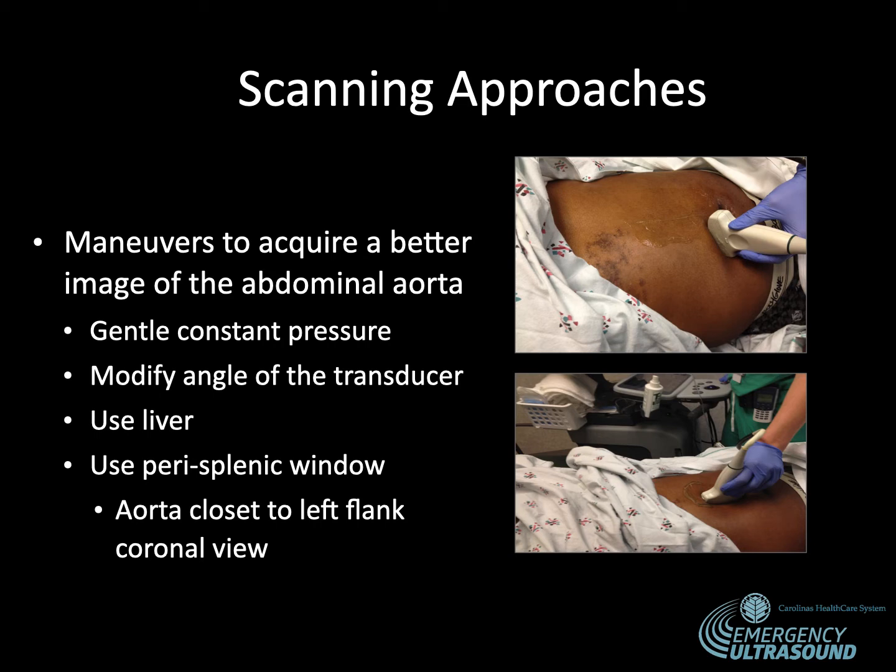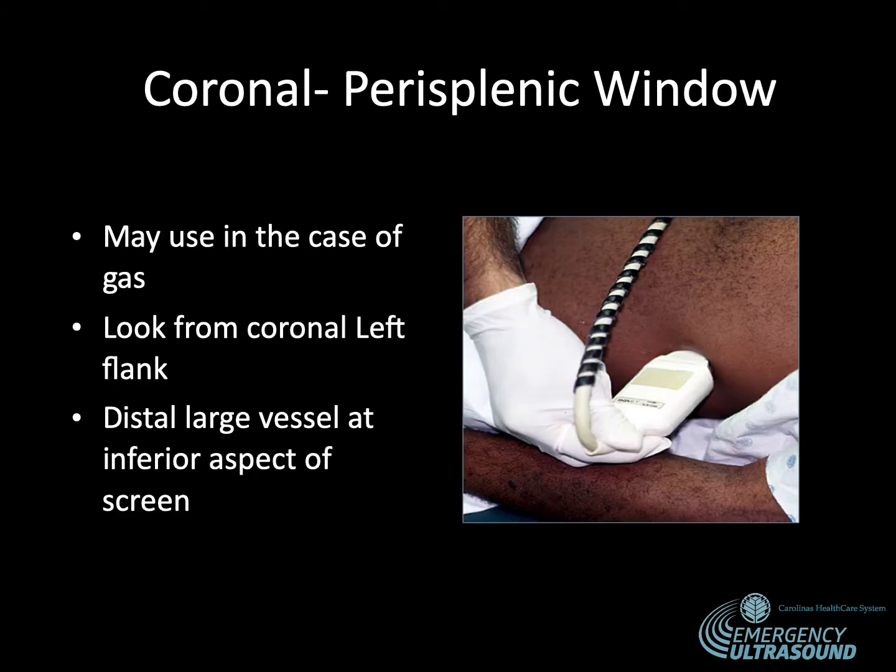Remember that the aorta is closest to the left flank in the coronal view. So if we're getting fancy, you can use the coronal or parasplenic window in the case of pretty bad gas. Look from the coronal left flank, the distal large vessel at the inferior aspect of the screen. That's going to be your abdominal aorta.